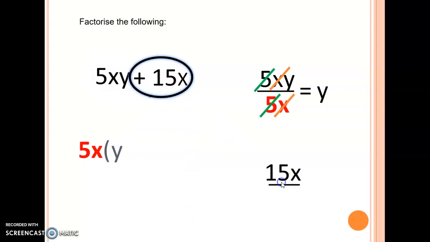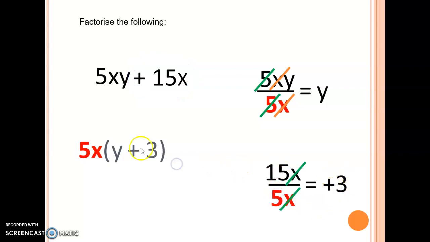Now you also have a plus 15x. Divide that by 5x, because that's your highest common factor. 15 divided by 5 is 3. And the x's will cancel, so you just get a plus 3 there. That goes inside the brackets. Now also, something extra you should do to make doubly sure you're correct is multiply the expression out again. So 5x by y gives you 5xy, and 5x by 3 gives you 15x. So 5 by 3 is 15, 5x by 3 gives you 15x.